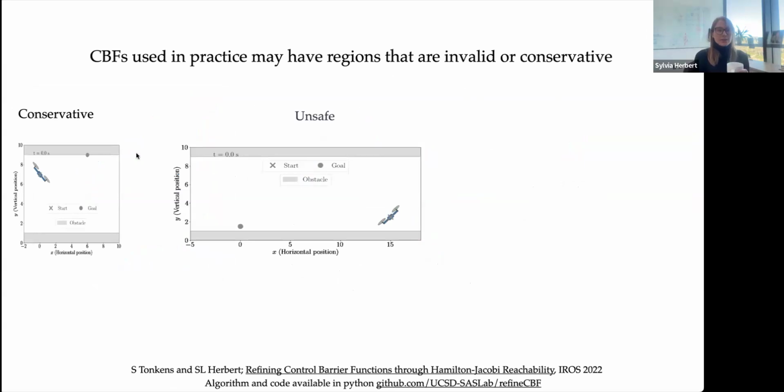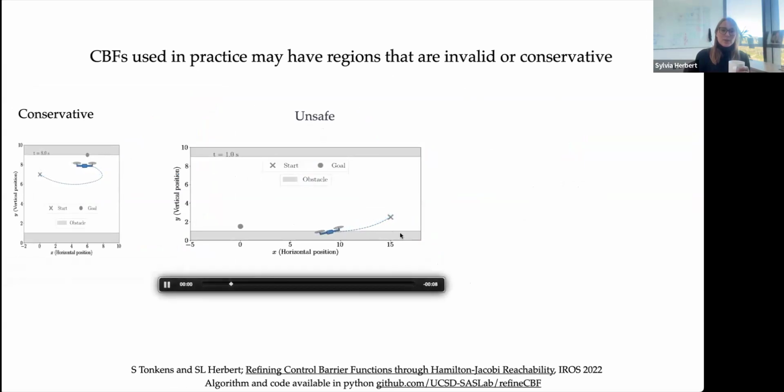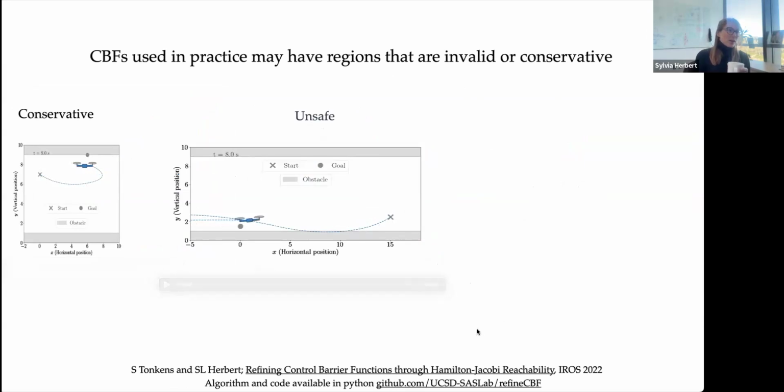So here's an example of one that we used that was conservative in some cases. Here you see that we're not able to quite reach this point, and it's unsafe in other cases. So here, when we apply the safety filter, we end up going through this obstacle here, the floor, and then overshooting. And the question is, can we refine this function in order to get a good safety filter that is not overly conservative, but also is safe?